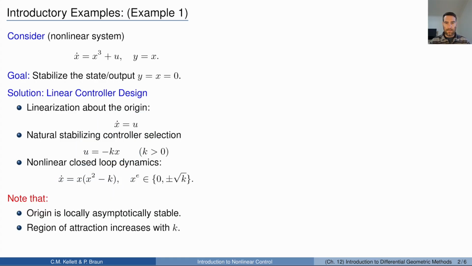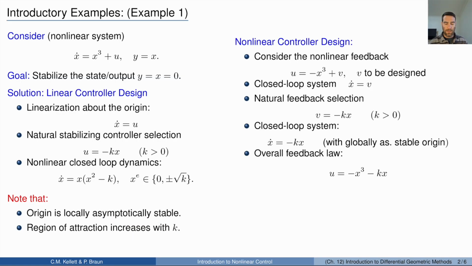And since this is a simple one-dimensional system, these steps might not be obvious, but the calculations are straightforward. And in this case, we get local asymptotic stability of the origin, and the region of attraction of the asymptotically stable equilibrium increases with the parameter k. So that's one option. Now, a second option would be to use nonlinear controller design.